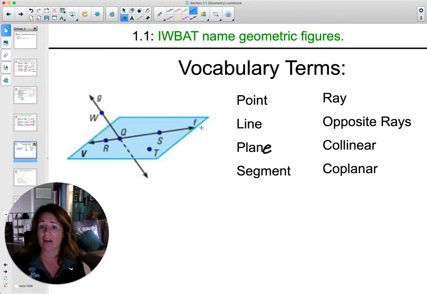Same with F. V is also not a point because it doesn't have a dot next to it, and it's in the corner of this plane. It's also bold.